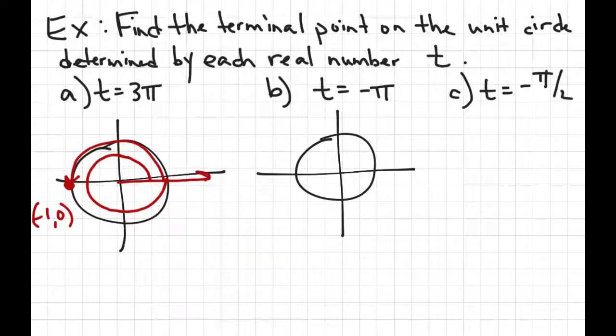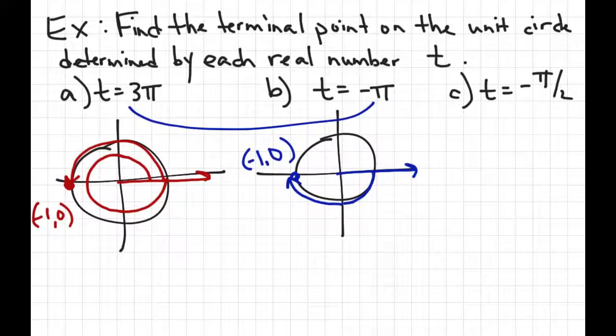Negative pi. Well, if you start here at 0, to get to negative pi, you have to go clockwise. So you would be at negative pi over 2, and then here would be negative pi. And again, it hits at negative 1, 0. Remember, these are called coterminal angles if their terminal rays end at the same exact location.